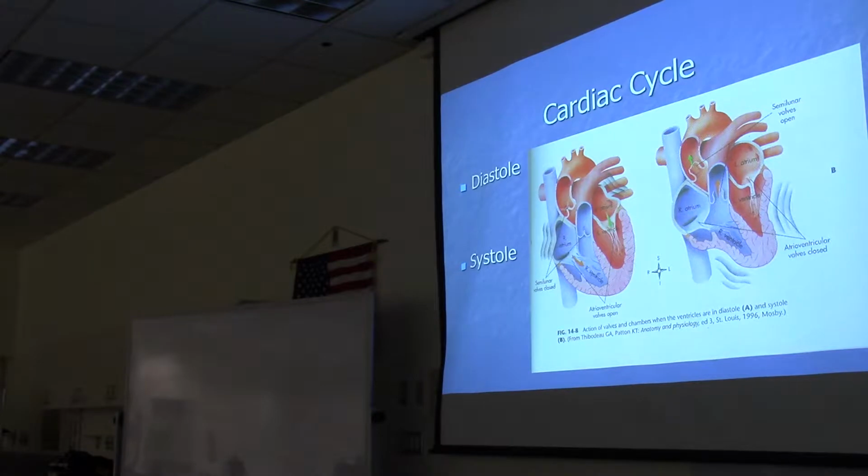Next we talk about the cardiac cycle. The cardiac cycle refers to the filling of the heart and then the contraction of the heart. During diastole, you can write the definition for diastole as relaxation and filling. And then for systole, this is when the heart contracts. Systole is when the heart contracts.